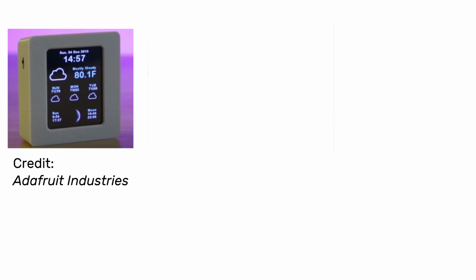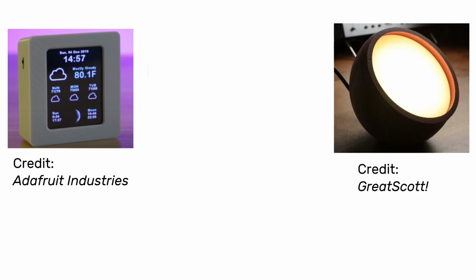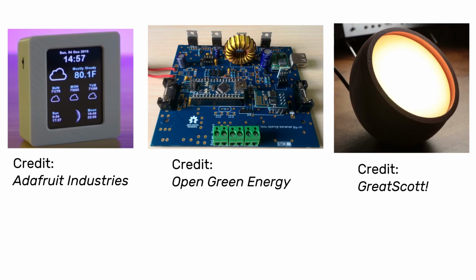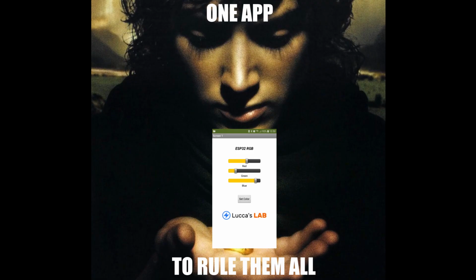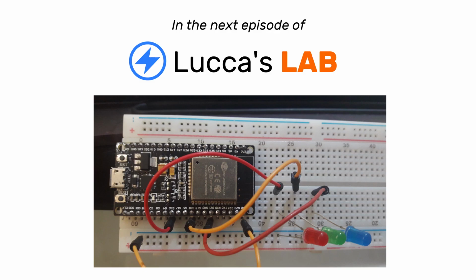Also, if I end up making more IoT projects in the future, like a weather station, an RGB LED lamp, or heck, maybe even a Wi-Fi solar charge controller, it would be nice to have a single app to control and access all of these devices, but that's a project for another video. Well, that's all I've got to show you for now, but in the next video, we'll finally take a look at the ESP32 web server, and I'll walk you through the Arduino code that's running on it.